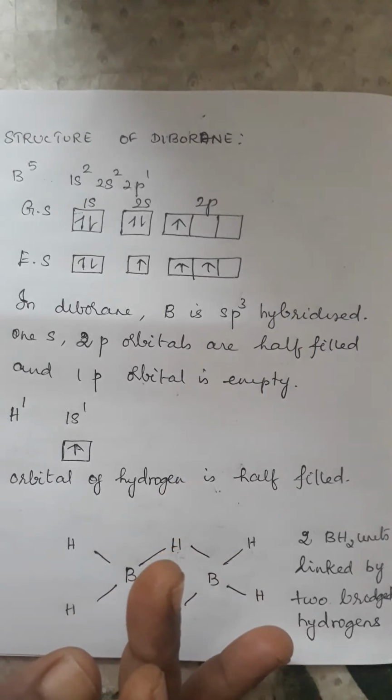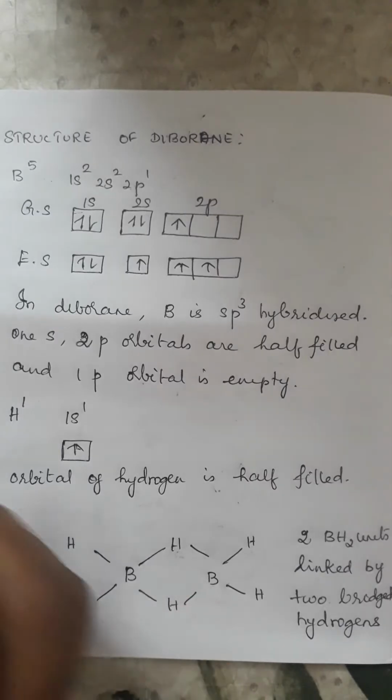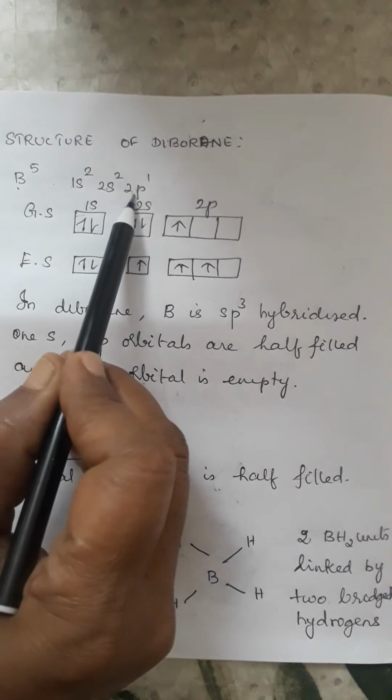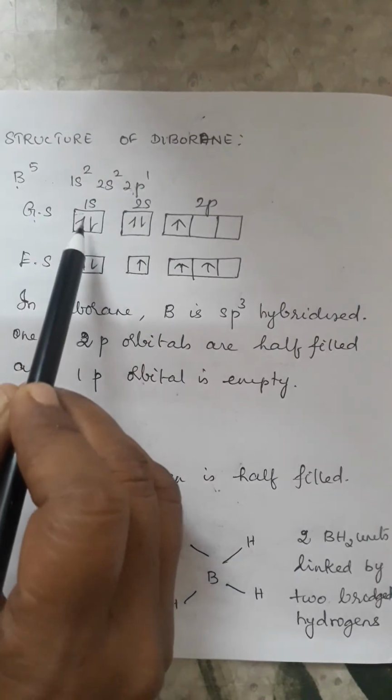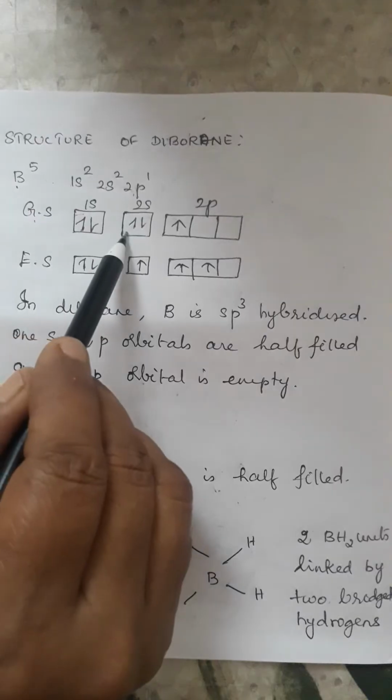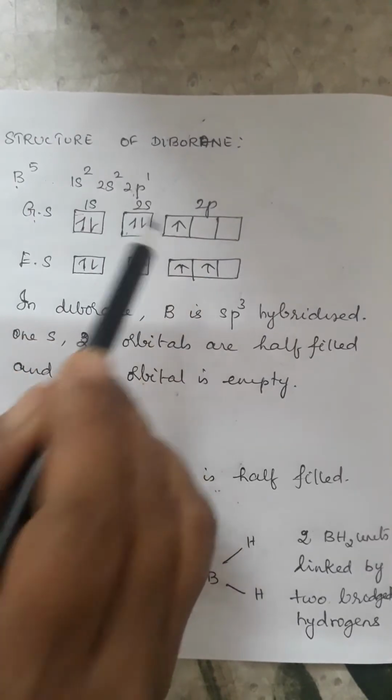Let us discuss the structure of diborane. Boron, atomic number 5: 1s2, 2s2, 2p1. In the ground state, the orbitals are filled like this. There are 2 electrons here, 2 electrons here, and in the p orbital 1 electron.